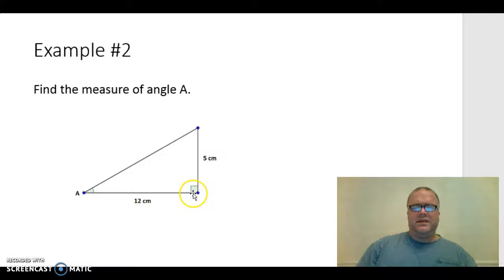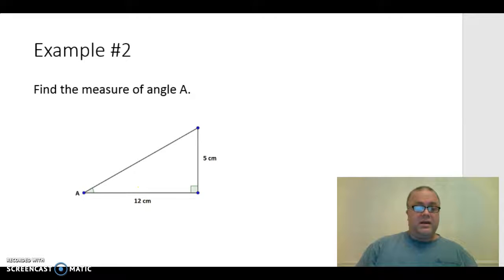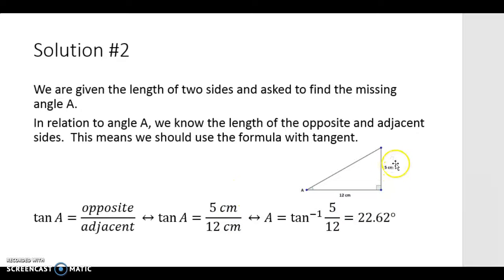Well, we know this one here is 90 degrees. So if we're looking at this angle here, we need the opposite and the adjacent. So which of our formulas uses that opposite and adjacent? And we already said it's tangent. So we're going to set up the tangent of A is equal to opposite over adjacent. We're going to put the 5 centimeters for the opposite side and the 12 centimeters for the adjacent side.